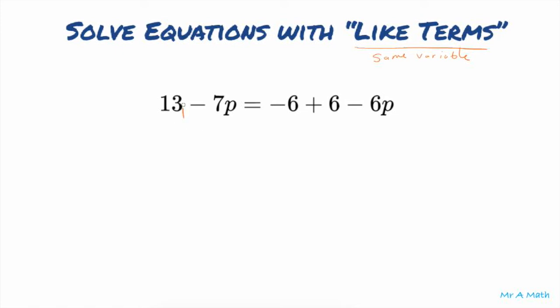If there was a p here, then these would be like terms and I would be able to simplify it to a 6p. But it's not a like term. So I can't have that p there. Otherwise, I'd be altering the equation.